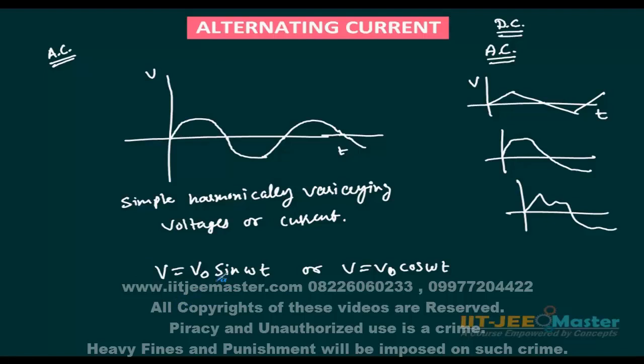Simple harmonic means a single sine or single cos function, because with their combination many types of harmonic functions can be produced. In the same way we write the current I is equal to I naught sine omega t, etc. So by alternating current we understood this.